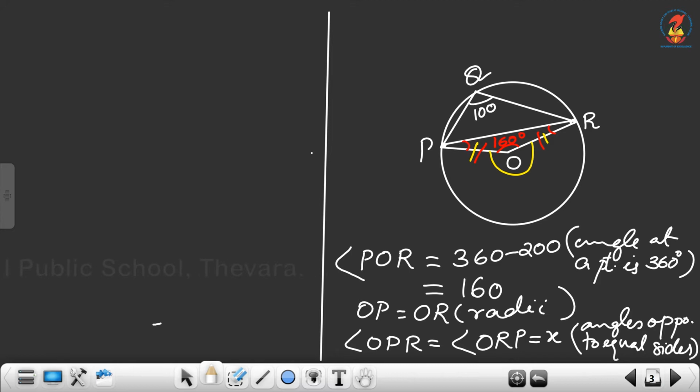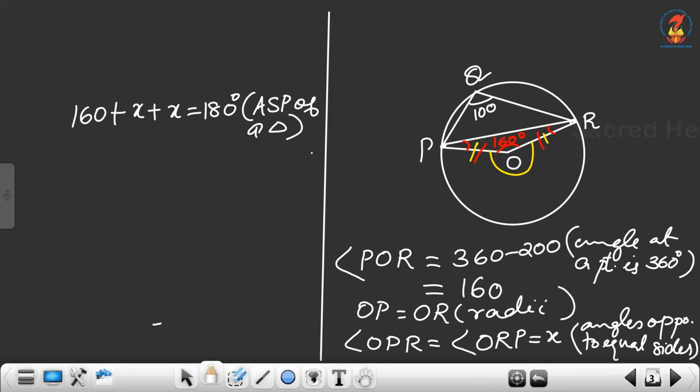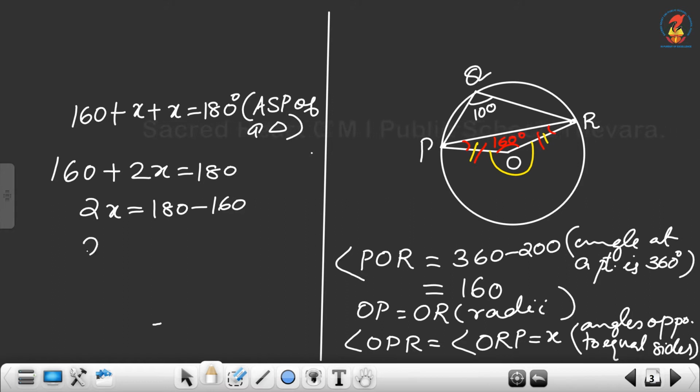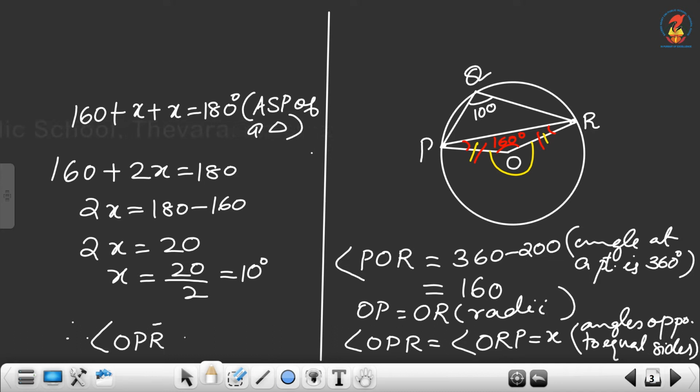Then what you have to use is angle sum property. 160 plus x is equal to 180 degree using angle sum property of a triangle. We are using angle sum property in triangle PRO. So what we got is 160 plus 2x is equal to 180 degree. So 2x is equal to 180 minus 160, so 2x is equal to 20. So what about x? 20 by 2, which is equal to 10 degree. Therefore, angle OPR is equal to 10 degree.